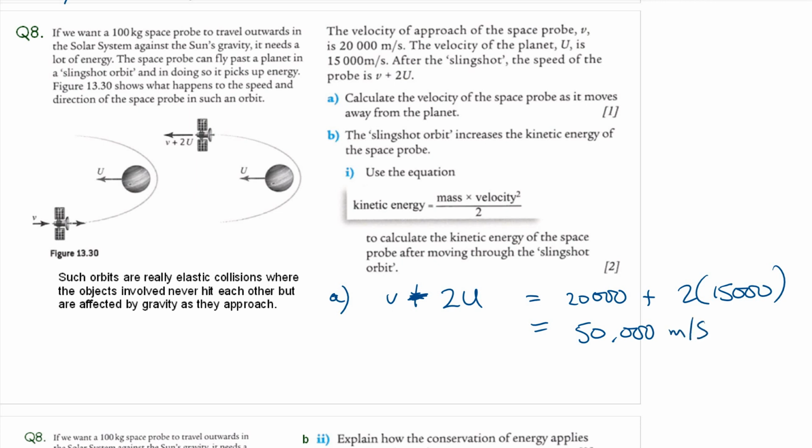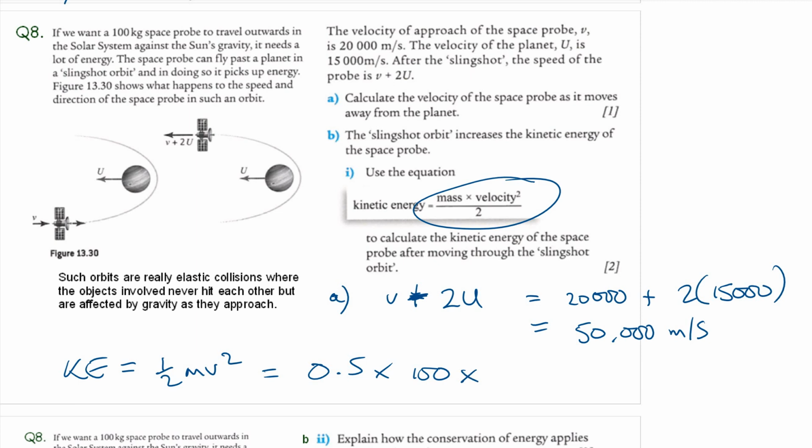Now B part 1, the kinetic energy is a half times mv squared. That's exactly the same equation as that. And that equals 0.5 times its mass, 100 kilograms, multiplied by this new top velocity, squared of course. And that gives us 1.25 times 10 to the power of 11 joules.